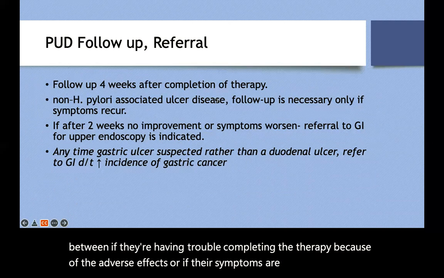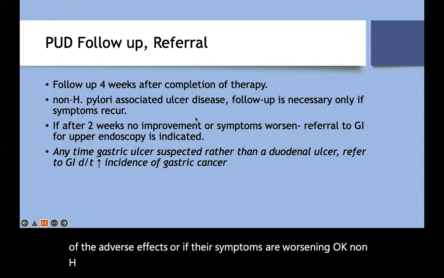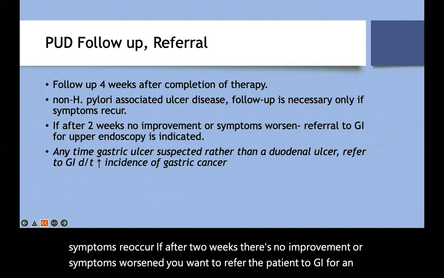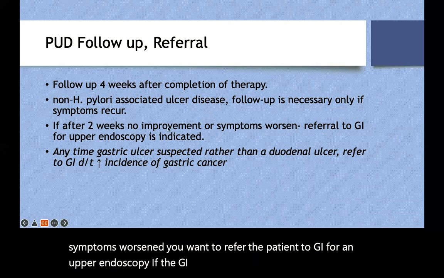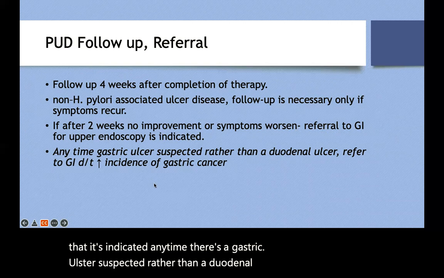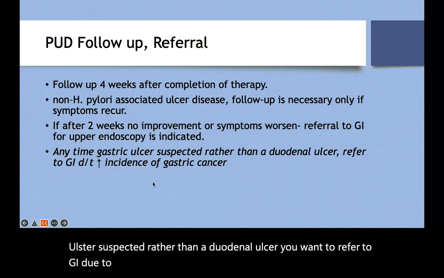Okay. Non-H. pylori associated ulcer disease follow-up is necessary only if the symptoms reoccur. If after 2 weeks there's no improvement or symptoms worsen, you want to refer the patient to GI for an upper endoscopy, if the GI also recommends that it's indicated. Anytime there's a gastric ulcer suspected rather than a duodenal ulcer, you want to refer to GI due to the high incidence of gastric cancer.